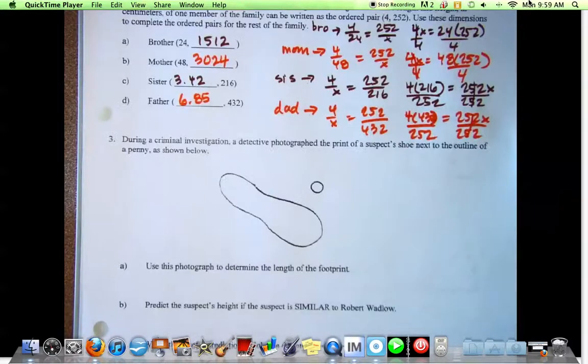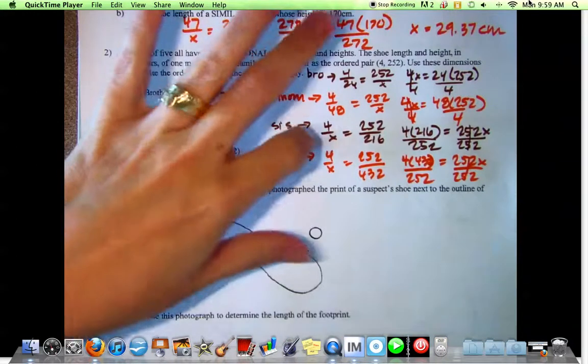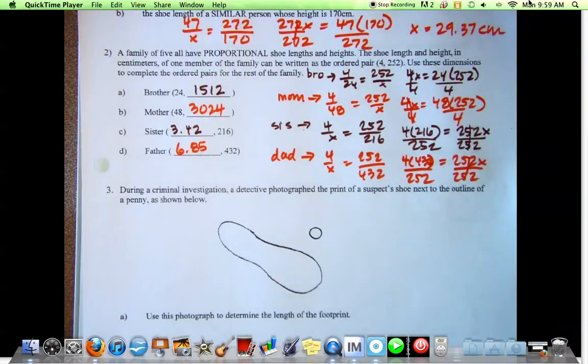During a criminal investigation, a detective photographed the print of a suspect's shoe next to the outline of a penny as shown below. Use this photograph to determine the length of the footprint. So, when I'm setting up a proportion, how many things do I need? 4. How many do I need? 3, because I'm looking for the fourth. Okay. How many items do I have? 2. And they are in this photograph, right? Okay. What am I looking for? The length of the footprint.